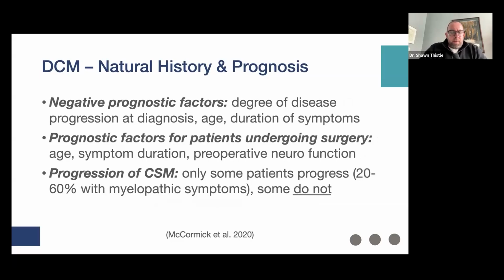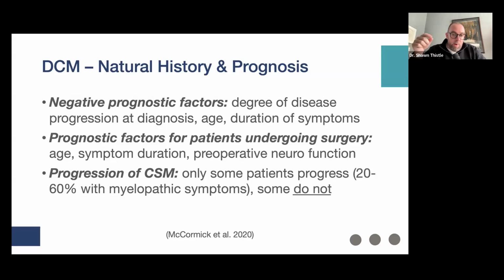From a prognostic perspective, we know some negative factors here, and I think this applies to a lot of conditions. First is the degree of disease progression at diagnosis. The later you find this, the worse the prognosis, and also the duration, the longer they've been symptomatic, and the younger age they are at diagnosis. If this pathology shows up in a 40-year-old, they're going to have pretty advanced changes by the time they're 60 and 70. So all of those things are considered negative prognostic factors.